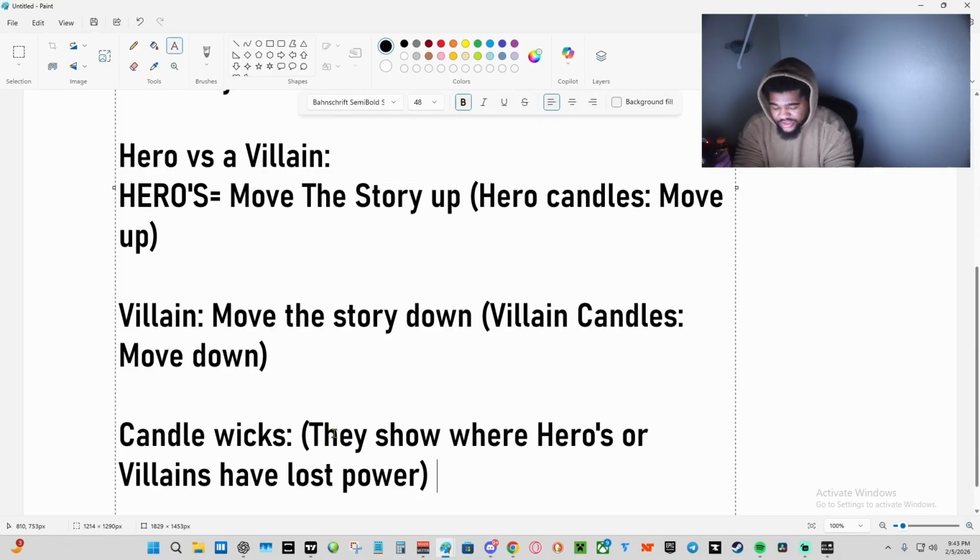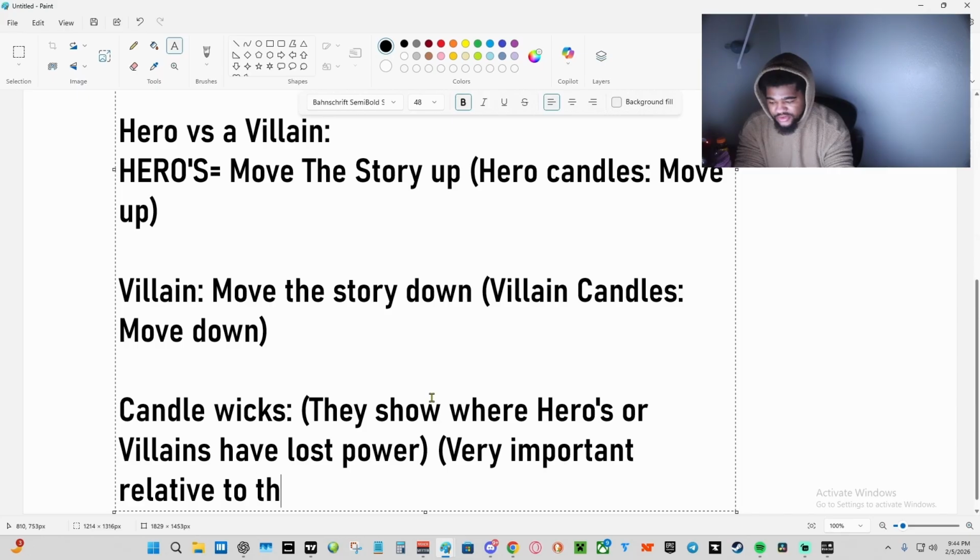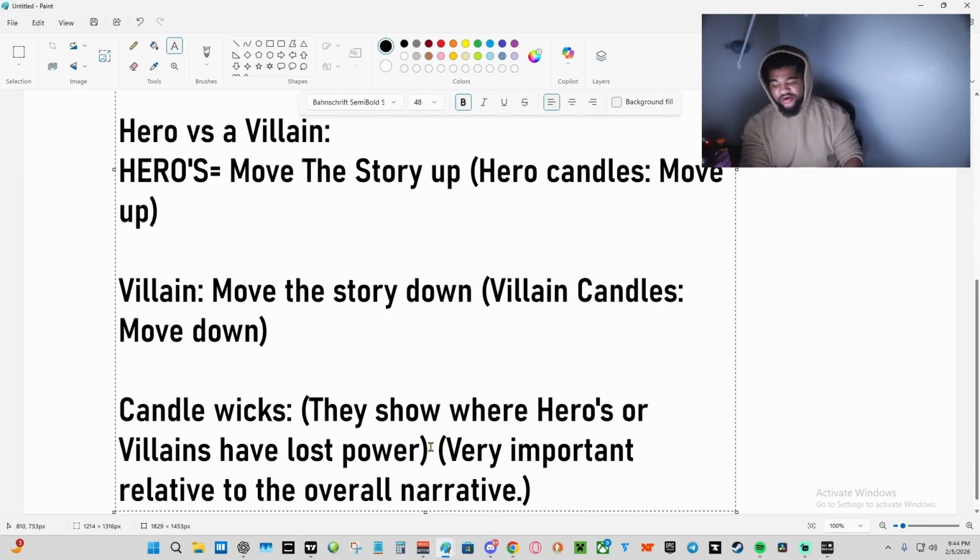So that is what the candle wicks do. They show you where heroes or villains have lost power, right? And that's very important. This is very important relative to the narrative. So if you want to write that here as well, very important relative to the overall narrative. So this is very important relative to the overall narrative, right?